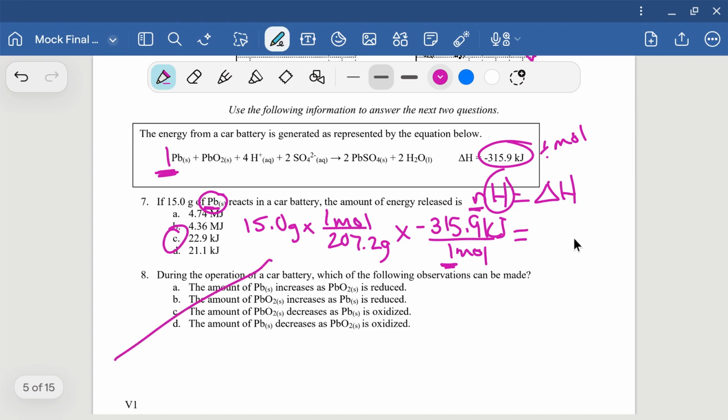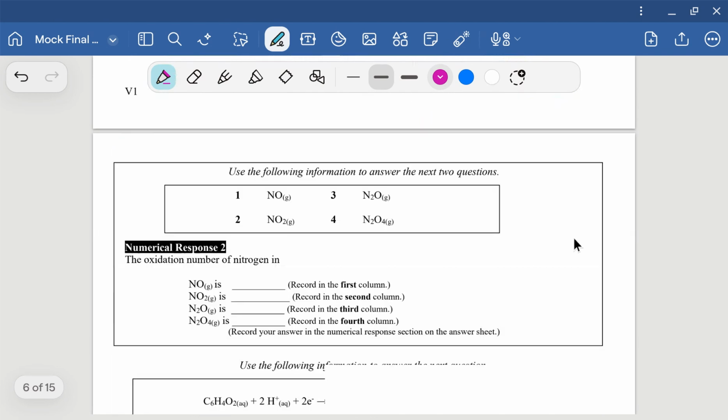Again, I'm just going to skip this one because I find it more confusing than helpful, so let's just move on for now.